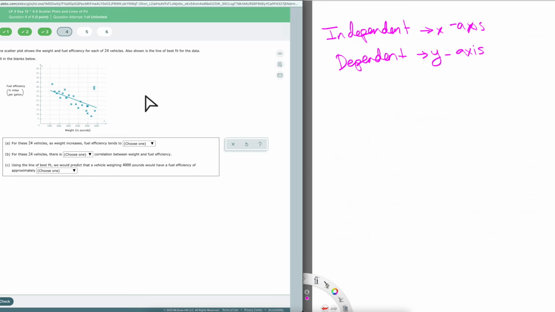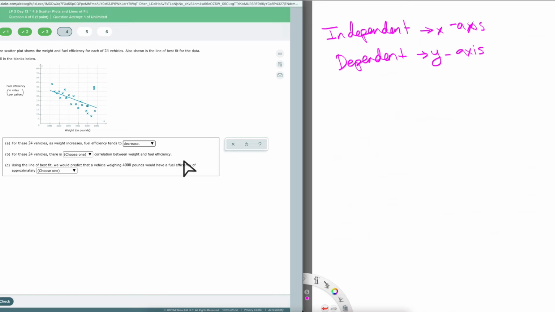For these 24 vehicles, as weight increases, so here we have weight along the bottom, as the weight is increasing, so we're going to the right here, fuel efficiency tends to, so if we look at the data here, it tends to drop down. As we're going up in weight, we're actually dropping down in fuel efficiency, right? We can see this negative relationship here. So it's going to decrease fuel efficiency as the weight goes up. And hopefully that makes sense. The heavier the car, the more fuel it's going to use to propel it forward. So the fuel efficiency is going to go down.